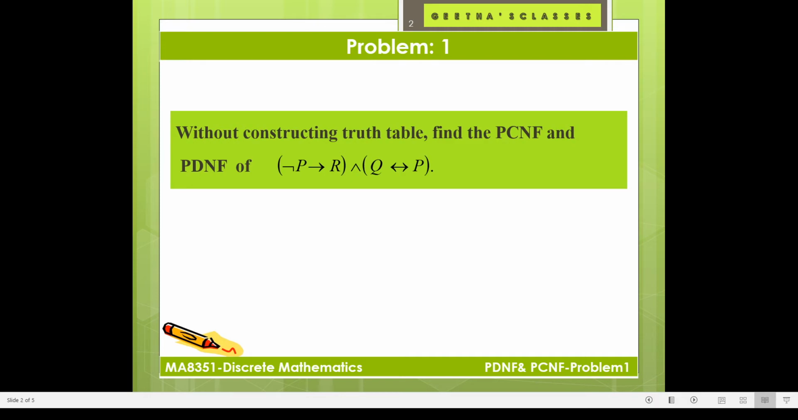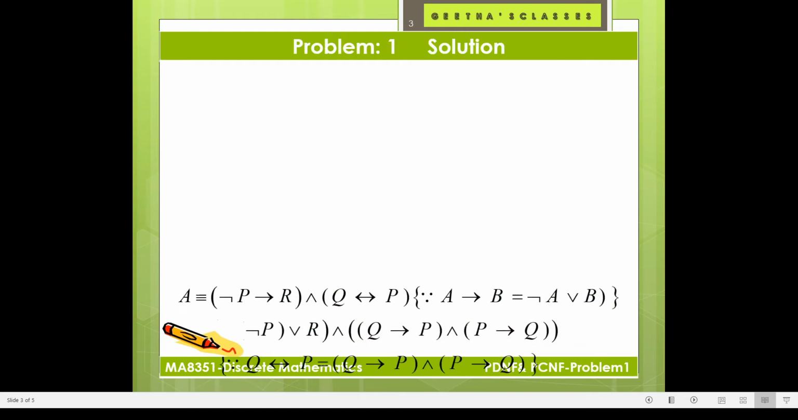Okay. So here, let us take this given proposition as capital A. You start with capital A, right? So what is the first step for PCNF and PDNF? You have to eliminate arrow symbol and if and only if symbol, right? So that is the first step in PCNF. So you start with PCNF and then you end with PDNF, right? So we move on to the solution for this problem.